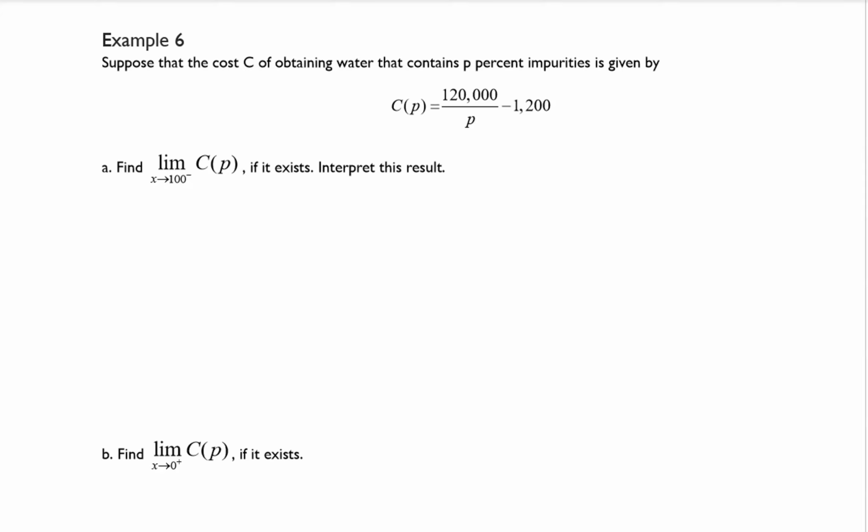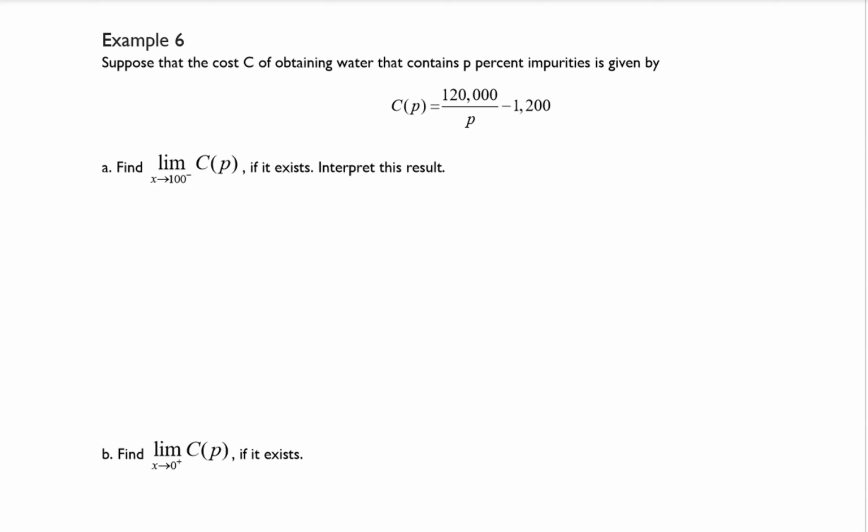Example 6 says, suppose that the cost C of obtaining water that contains P% impurities is given by the function C of P equals 120,000 divided by P minus 1200. Part A wants us to find the limit as x approaches 100 from the left-hand side of our cost function, if it exists, and then interpret this result.